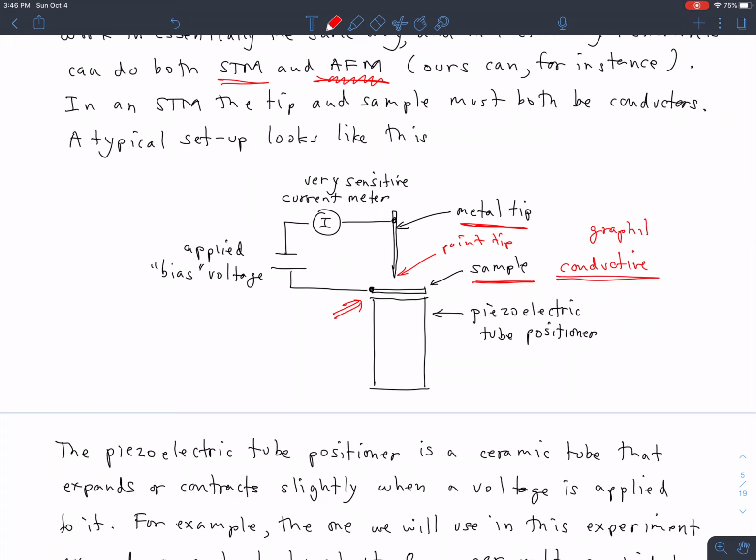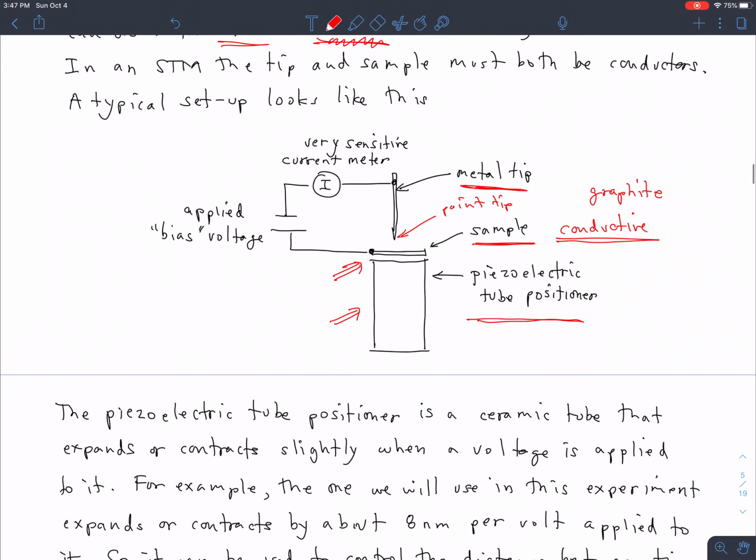So the sample is then sitting on top of something called a piezoelectric tube positioner. And let me say something about that. We'll look at that when we actually do the experiment this week. But the piezoelectric tube is a piece of ceramic material that's shaped like a tube, a hollow tube. And on the outside of the tube are some electrodes, some metal coating that's been plated onto the outside, and then also onto the inside, and you apply a voltage between those metal coatings.